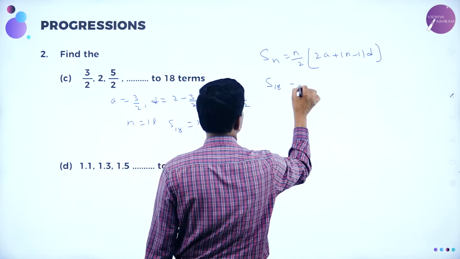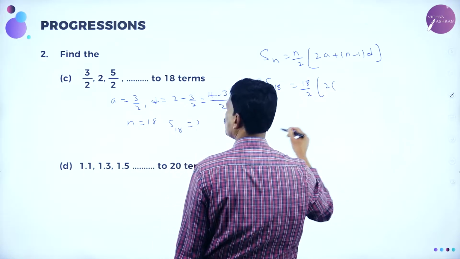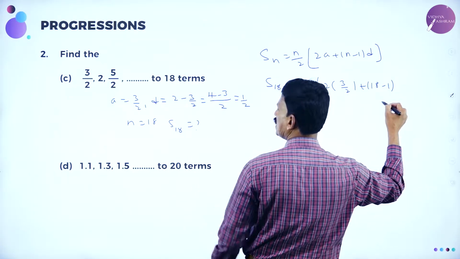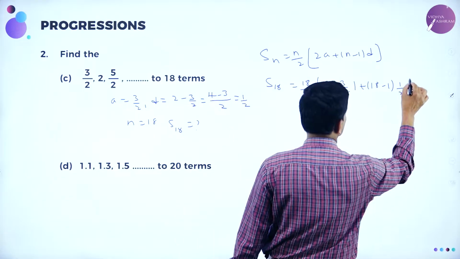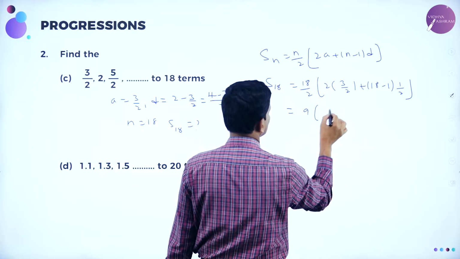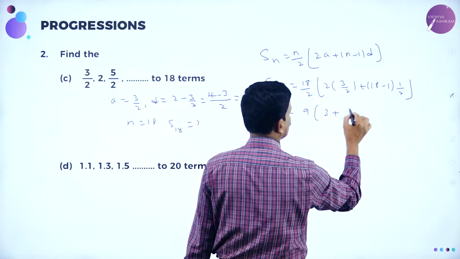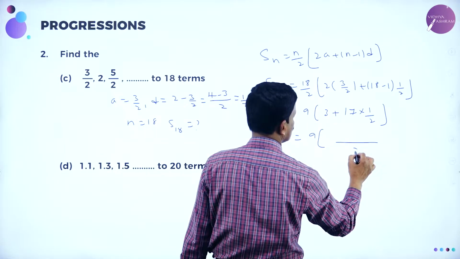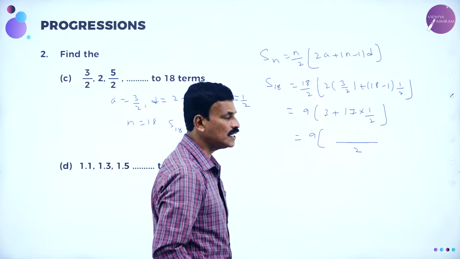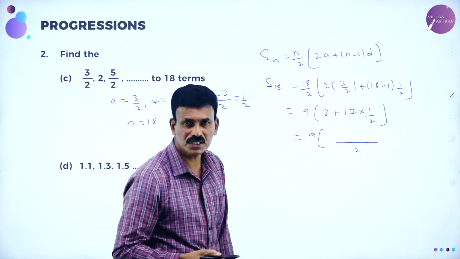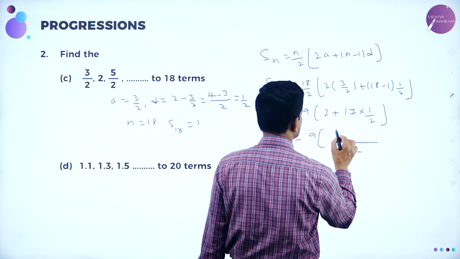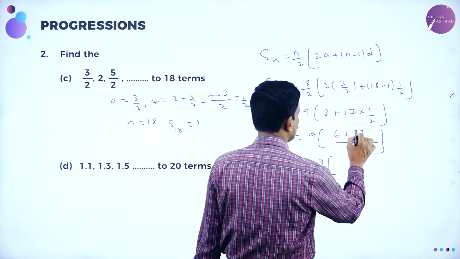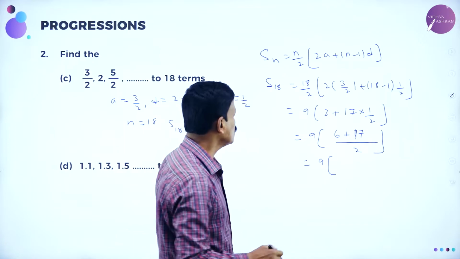So S18 = 18/2 × (2 times a, where a is 3/2, plus (18 − 1) × d, where d = 1/2). Simplify this. 18/2 is 9 × (2 × 3/2, the 2s get cancelled, gives 3, plus 17 × 1/2). So this is 9 × (take the LCM, 2: 3 × 2 is 6, plus 17 as it is). So 9 × (17 + 6), and 17 + 6 is 23.